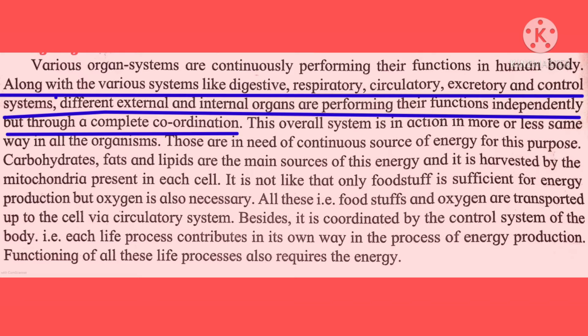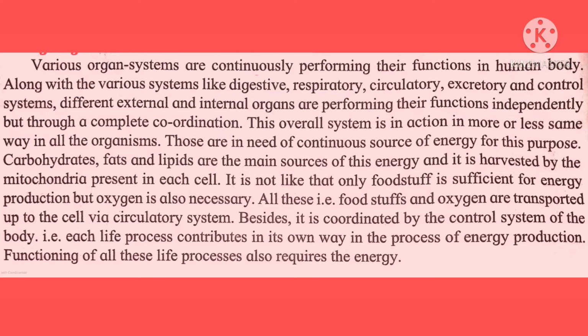We know that our body is made up of different organ systems. The digestive system performs digestion. The respiratory system performs respiration. The circulatory system performs circulation, and the excretory system excretes the different unwanted materials from the body. All these systems perform their specific function, but there is complete coordination, and this coordination is maintained by our nervous system, that means the brain, which is also known as the control system. This control system maintains complete coordination among all these different organ systems.